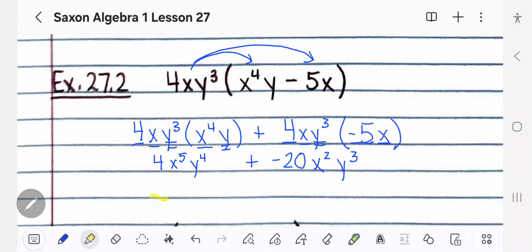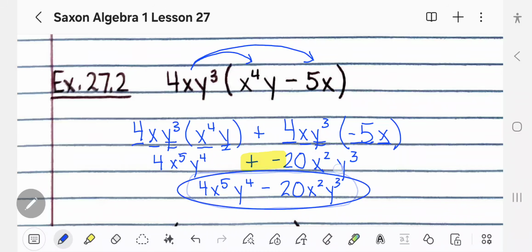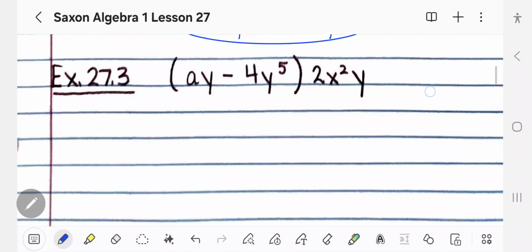Now again, I would say that this could be written simpler by saying that this is 4x to the 5th, y to the 4th, minus 20x squared y cubed. And that would be the simplest way to write that. All right, here's 27(3).